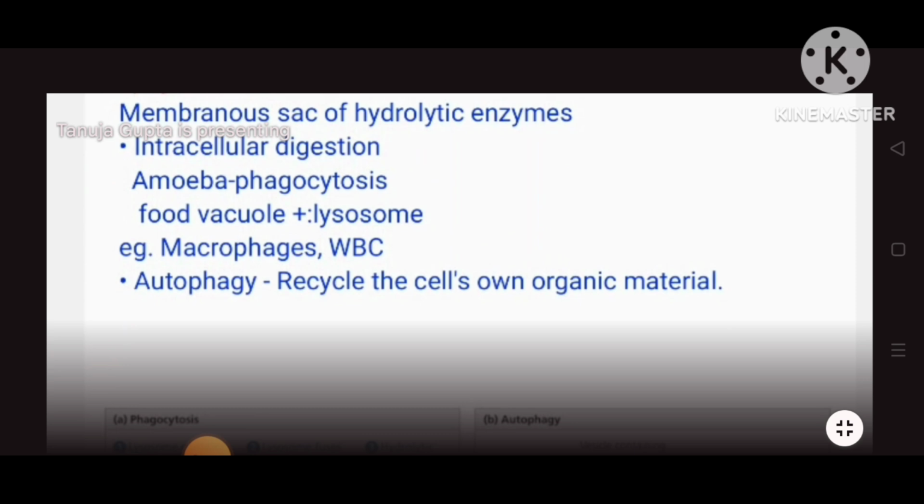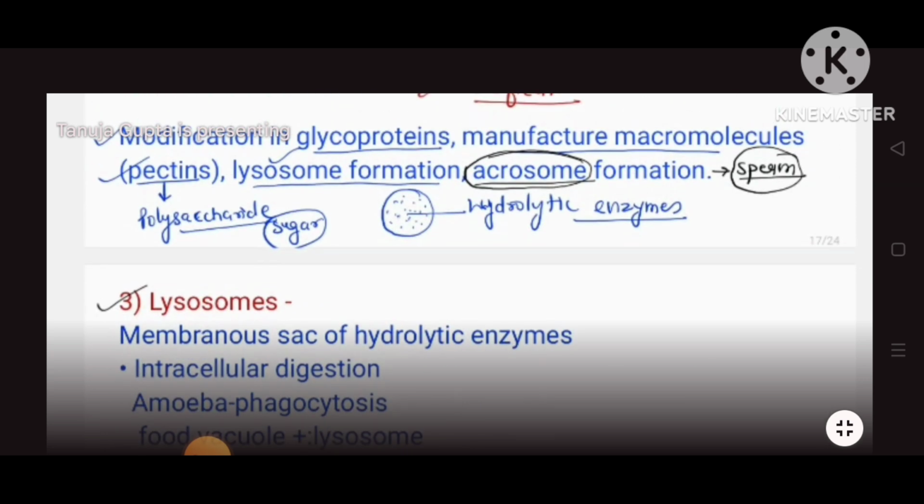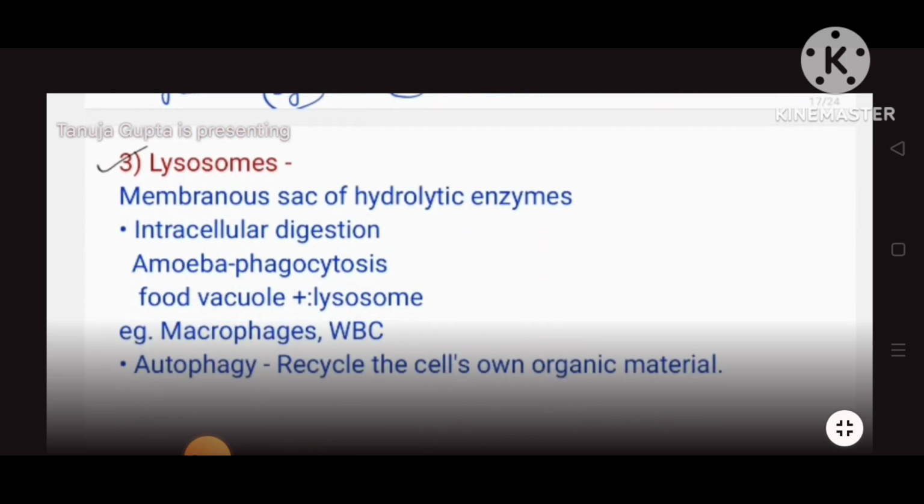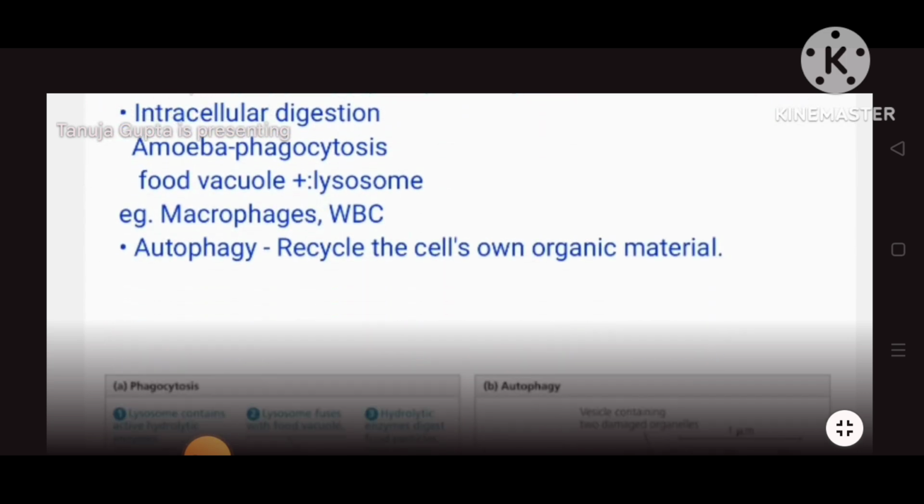Next point is lysosome. As I told you just now, if the product is having hydrolytic enzyme, then this vesicle is known as lysosome. So it's a membranous sac of hydrolytic enzyme, that you have to remember. What does it contain? It contains hydrolytic enzyme. What do you mean by hydrolytic enzyme? An enzyme which can digest what?